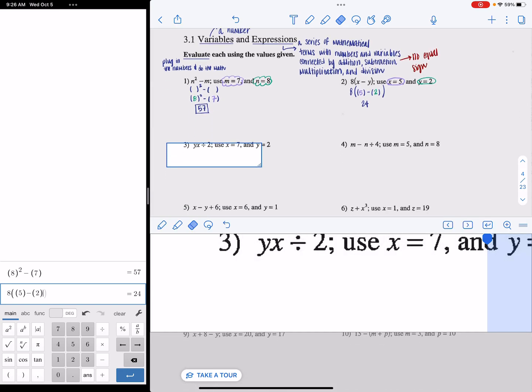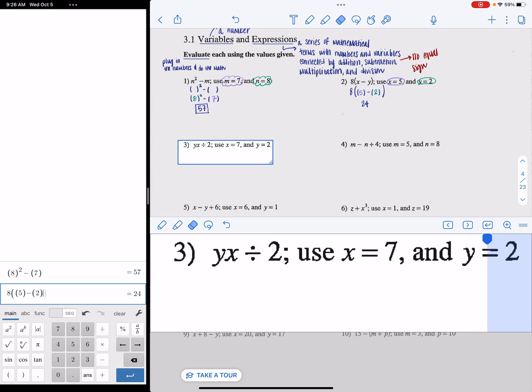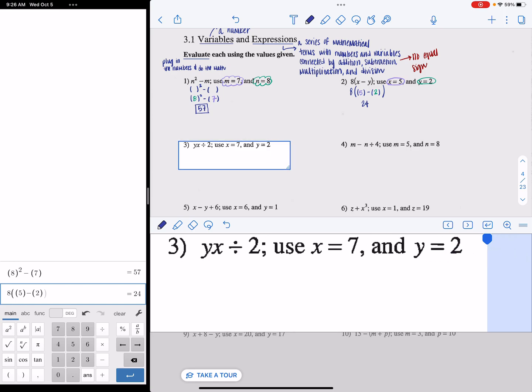I'm going to look at 3. But before I start 3, I want to rewrite this expression to make it look a little more familiar. Normally, we would rewrite this as y times x divided by 2. That's the way you guys are a little more used to seeing these, and it's totally fine to go and rewrite that before you start. So there's my y hole. There's my x hole. And the 2 stays a 2.